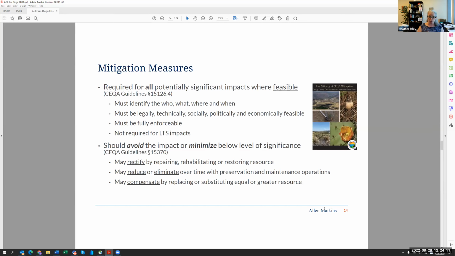You have to try and reduce it, avoid it, minimize it. That's the goal of mitigation. It has to be feasible, which is something we're going to come back to, but it also has to be specific. And one of the problems I often encounter with some consultants is their mitigation is just sort of not great. A mitigation measure has to tell you who is responsible, when the work has to be done, what has to be done, where it has to be done. It has to be very specific.